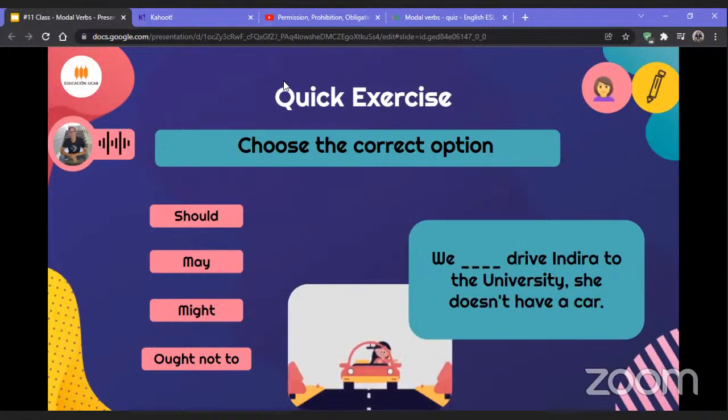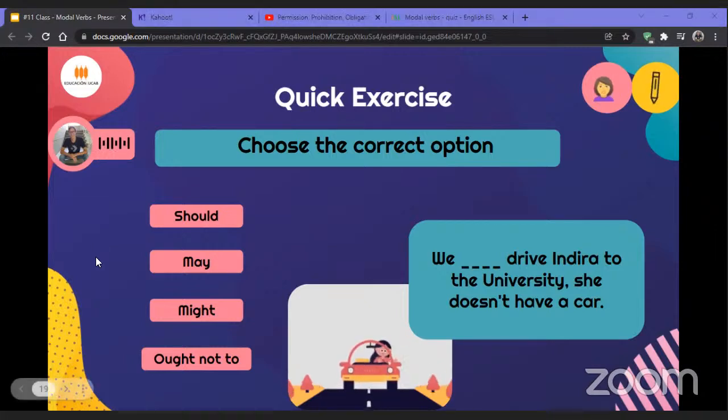Let's see, Miss Indira, your turn. Okay, I see a person going down the road. We should drive Indira to the university. She doesn't have a car. Yep, it works with should. We can also use may, but you have a 50-50 personality, so we should, because Miss Indira doesn't really have a car. You have to be polite. Okay. Very good.